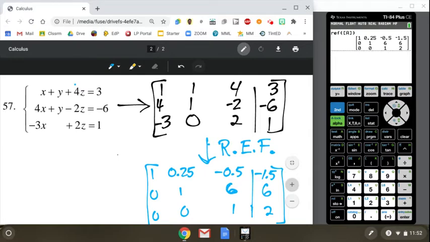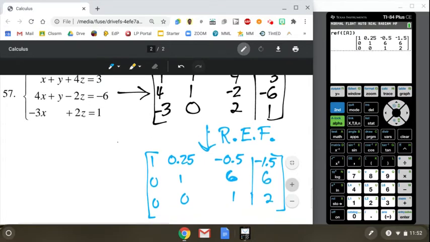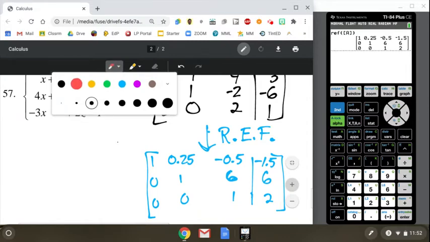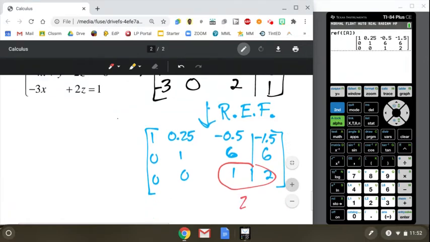And now your calculator's done the hard work for you. All you have left to do is solve the system, right? And for example, we already know with this last equation, 1z equals 2. So z equals 2. There's our first answer. Now we just have to put these into XYZ form and we can plug in and solve from there, just like we talked about in the last video.